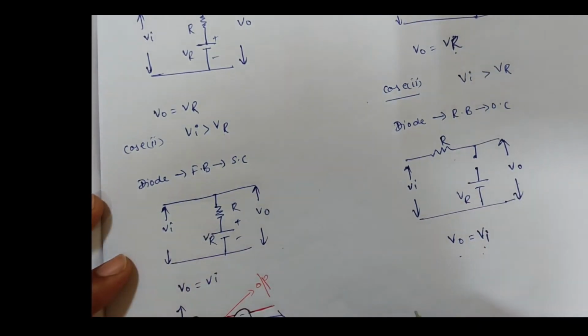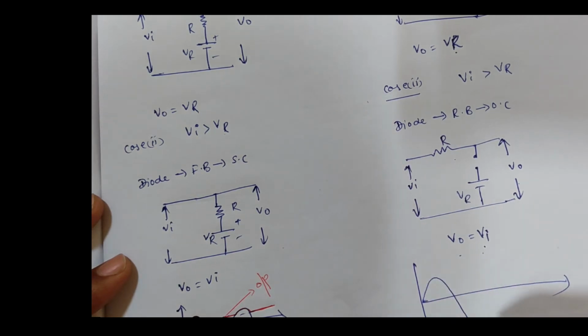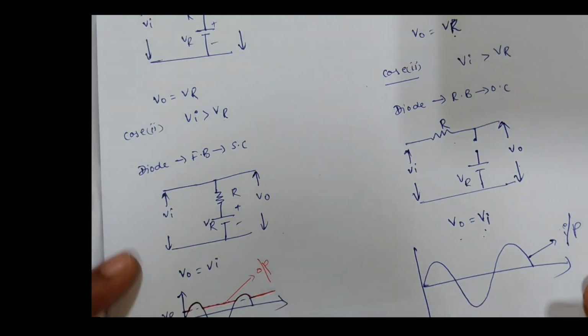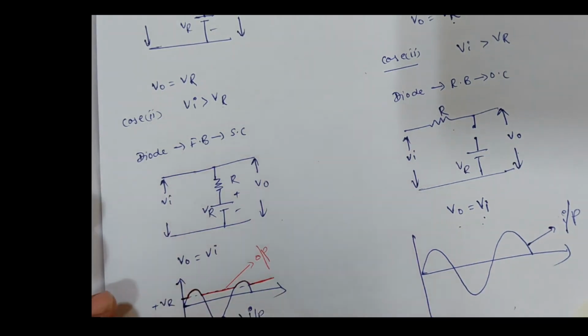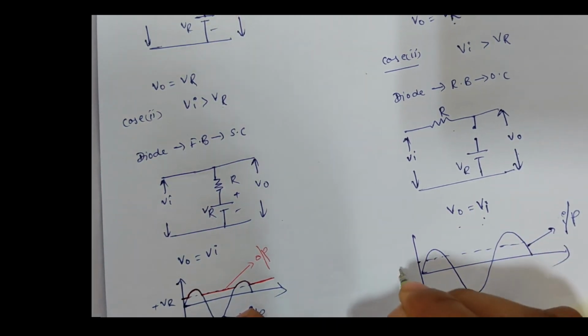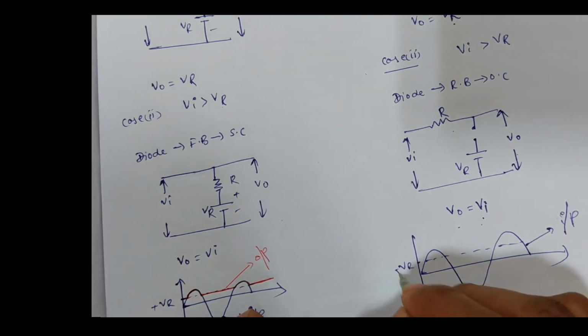From this we can draw the output waveform, and here I am initially indicating the input waveform. This is my input waveform, and the output can be indicated with the red pen, and this is our plus VR.